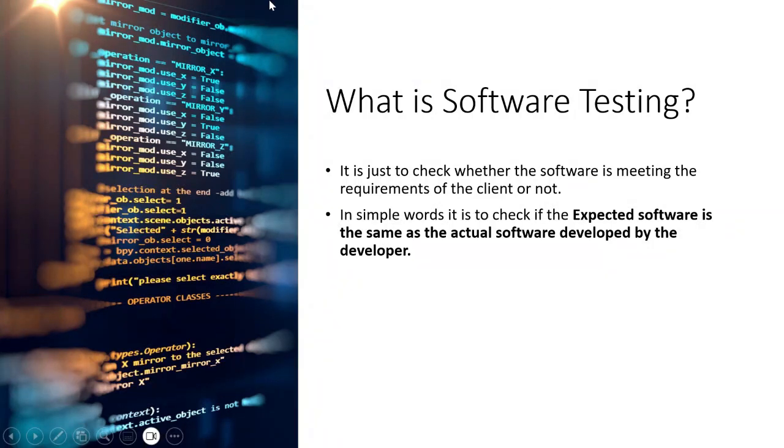So let's now understand the technical definition of it. Software testing is just to check whether the software is meeting the requirements of the client or not. In simple words, it is to check if the expected software is the same as the actual software developed by the developer. So guys, that's what software testing is.